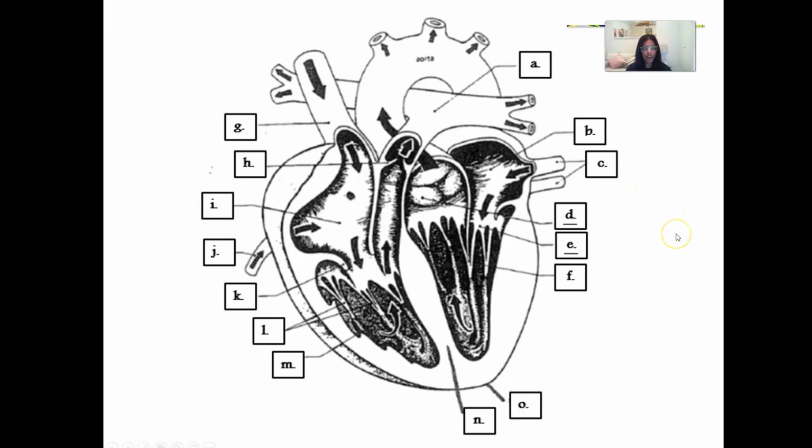Okay, so here's a diagram that matches your work booklet. See if you can label these structures based on what we've learned so far. Once you've had a go, unpause the video and we'll go through the answers.